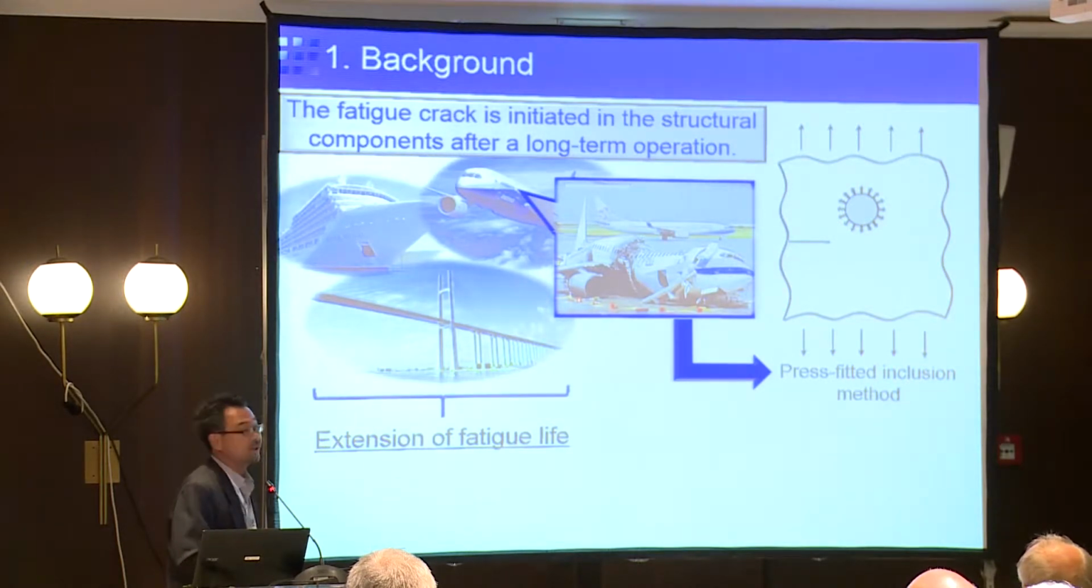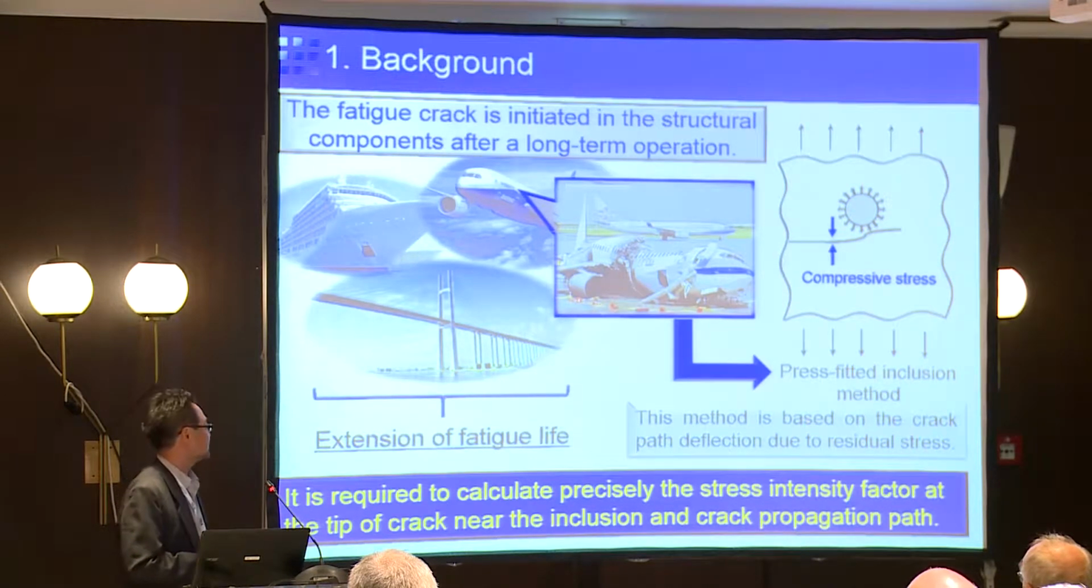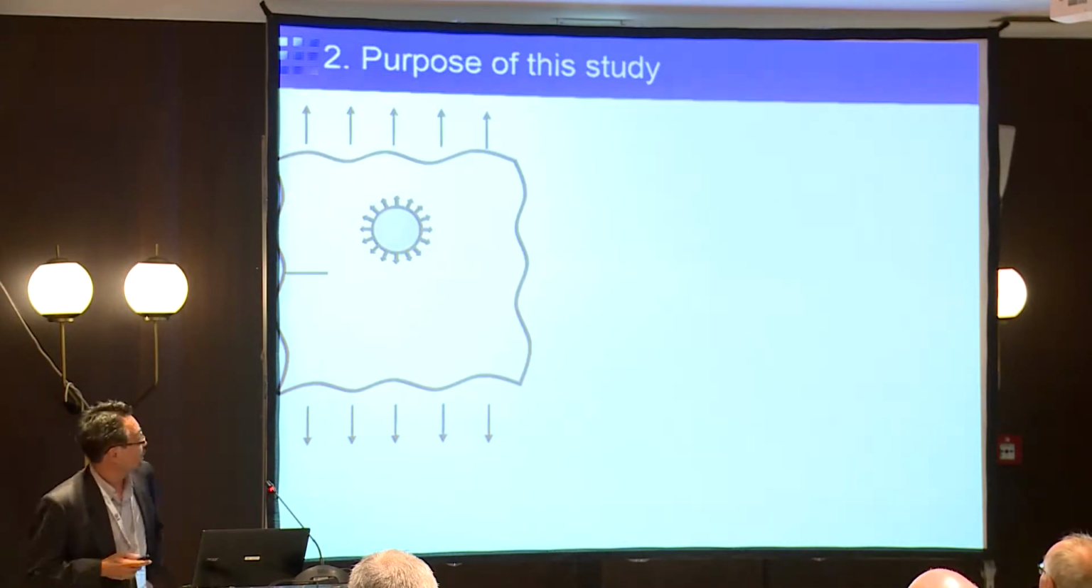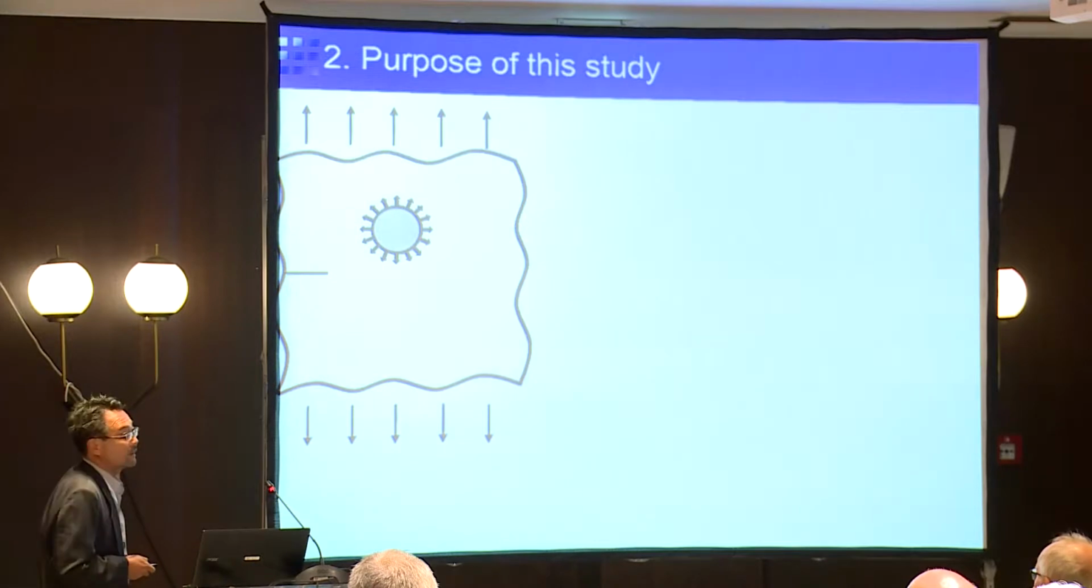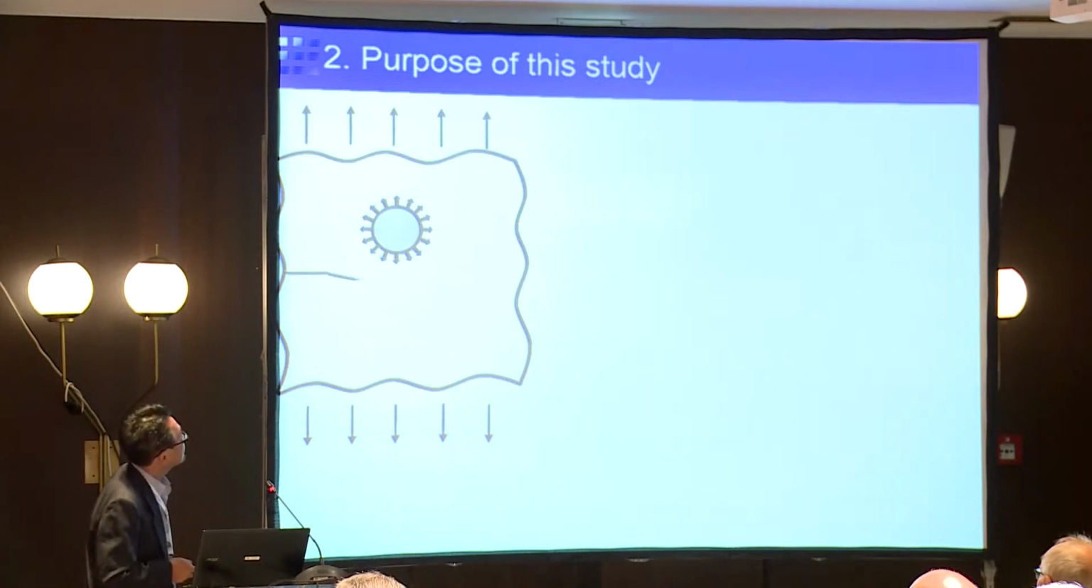But there is a main problem: where we should put this press-fitted inclusion. It is needed to calculate precisely the stress intensity factor that gives the crack and the inclusion, and the crack propagation geometry. This picture indicates the elastic plate with the crack and the press-fitted inclusion, which is subject to the tensile stress P at the far field in these cases.